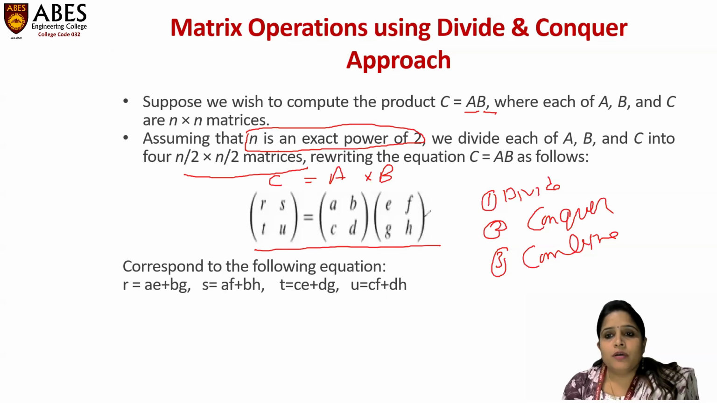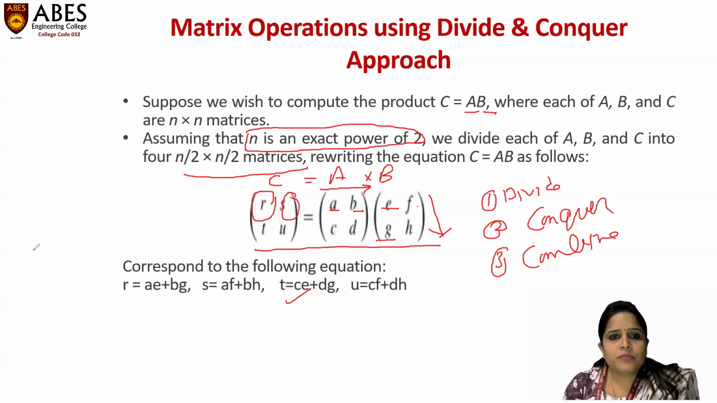So now we'll discuss how we can compute this matrix C is equal to A into B. You can see here, if we want to compute the value of R, we just multiply the row of the first matrix into the column of the second matrix. So the value of R is equal to A multiplied by E plus B multiplied by G. Similarly, the computation of S is A multiplied by F plus B multiplied by H. Similarly, we can compute the value of T and the value of U.